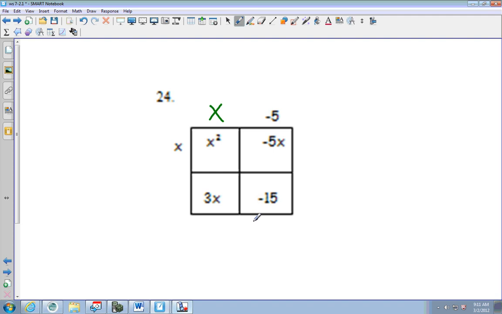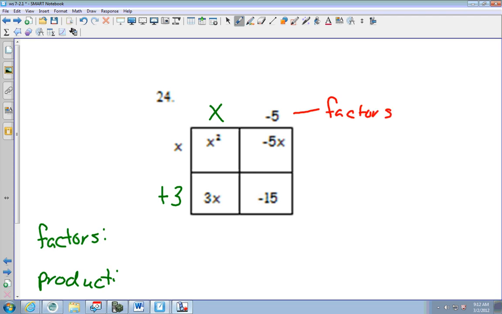Now, I have the x here. X times what gives me 3x? Positive 3, right? So what if I asked you to write down what are the factors and what is the product? Could you do that? Could you tell me what the difference was? Okay, what's the outside? Outside is the factors. The inside is the product.